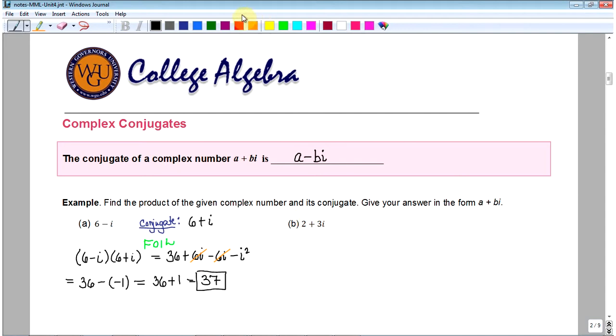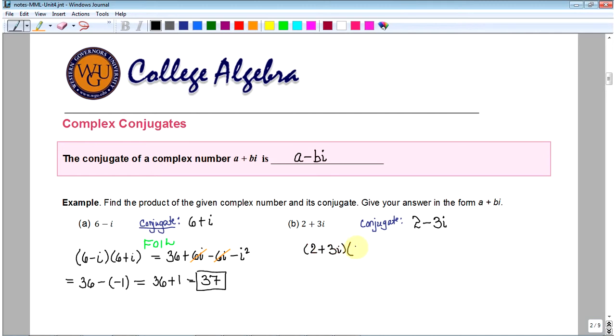Example B. Again, we want to find the conjugate of this number and then find the product of the two numbers. So for the conjugate, we need the opposite sign of the imaginary part. So the 2 stays the same, and that plus 3i becomes a minus 3i. And now we just want to multiply them together.